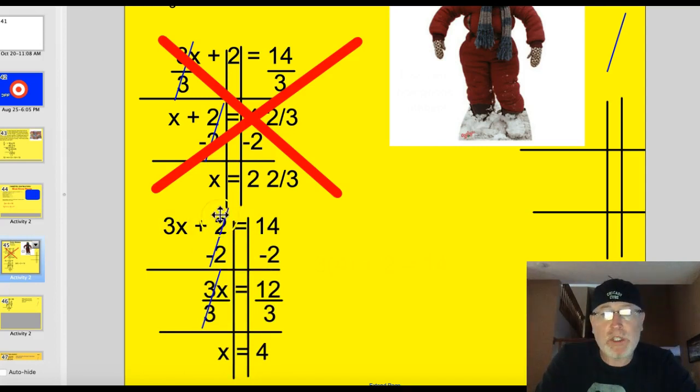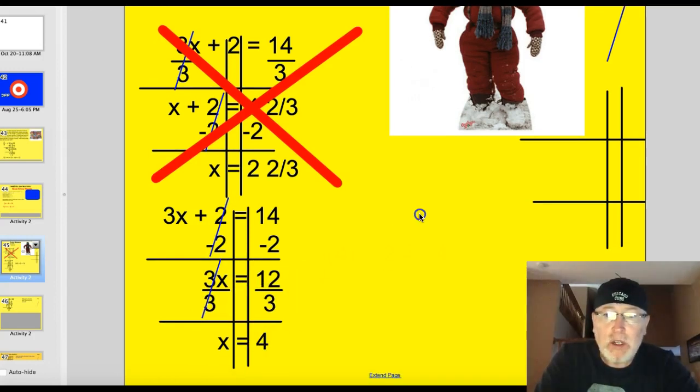Check this out. When we subtract 2 first, these cross off. Now you've got 3x equals 12. You divide by 3 on both sides. Now you get x is 4. And this one here actually does work. If I can find the answer, I guess we're going to do this. There it is. 3 times 4, 12 plus 2 is 14.